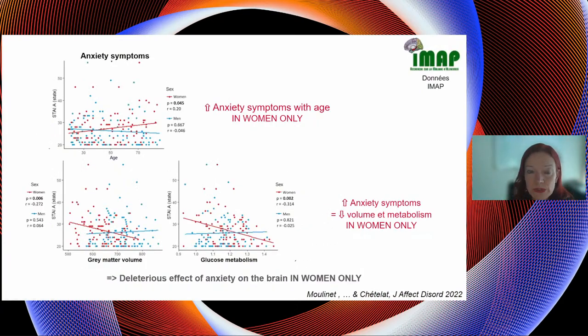In this last study, we also assessed the impact of anxiety symptoms throughout life. And we've shown that anxiety increases with age only in women, and this increase in anxiety in women is associated with decreased brain integrity, so decreased brain volume, but also glucose metabolism only in women, suggesting that there is a deleterious effect of anxiety on the brain in women only.